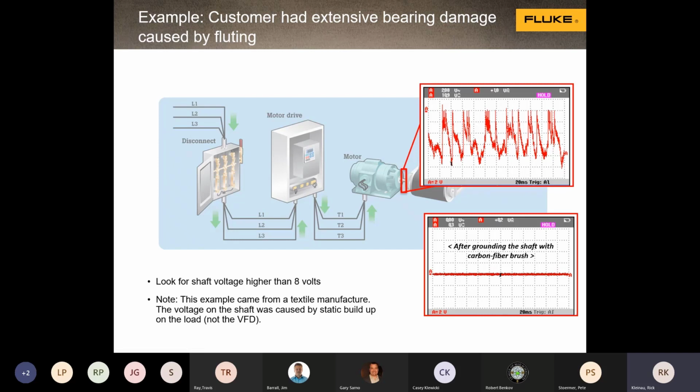Now, in this case, it turned out, and again, it's too long a story to go into, it had nothing to do with the drive. The drive experts were there, and everybody was talking about DVDT and the switching speeds on the output of the drive. And it turned out this was a textile plant. They were spinning nylon fiber, and it was static electricity coming from the load. It had nothing to do with the drive or the electrical system applied here.